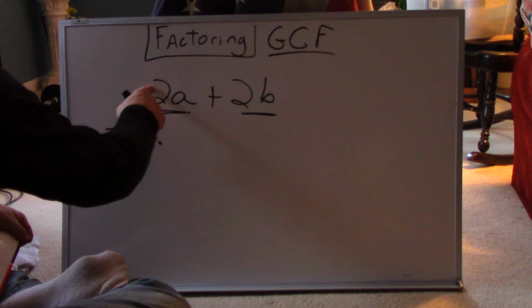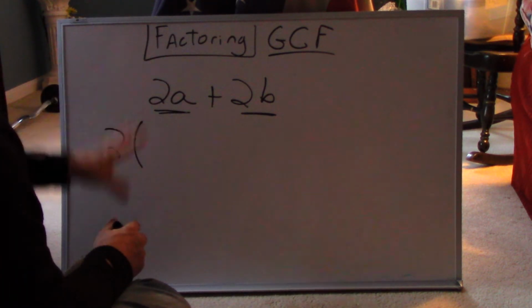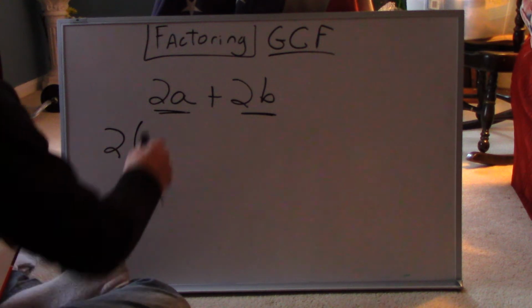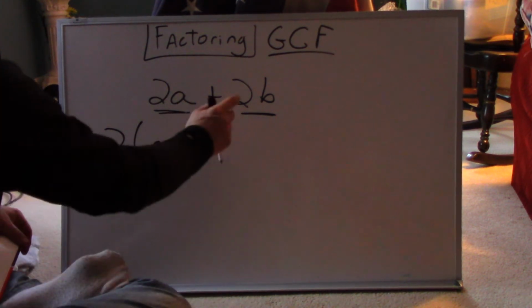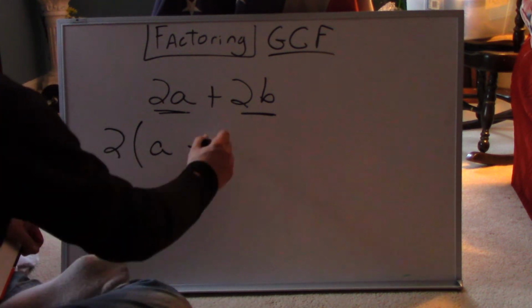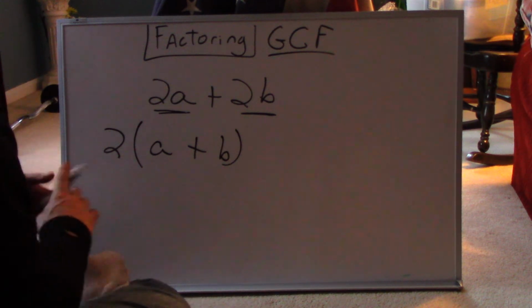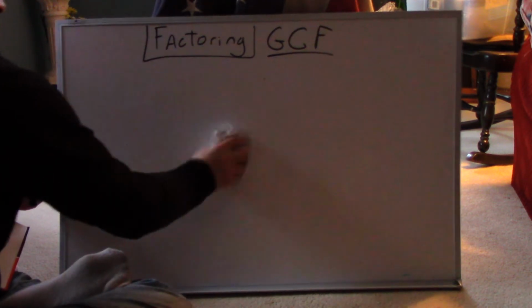2 into 2 is 1. You don't have to put the 1 there, unless there's nothing there at all, but I have an a left over, so I don't have to put a 1. 2 goes into 2 once. I don't have to put a 1 there because the b is left over. So there's your answer: 2a plus b. Ta-da!